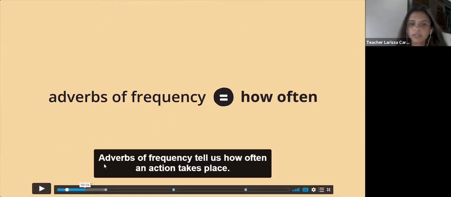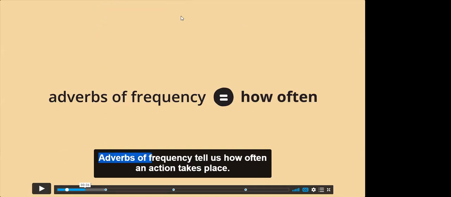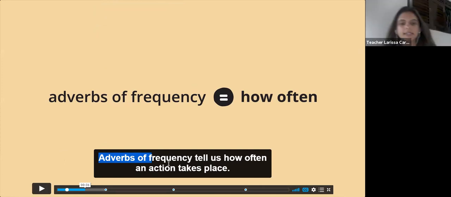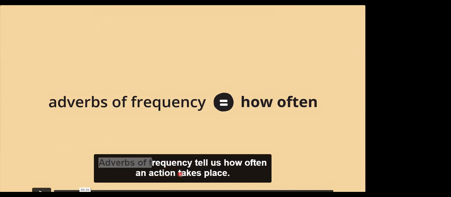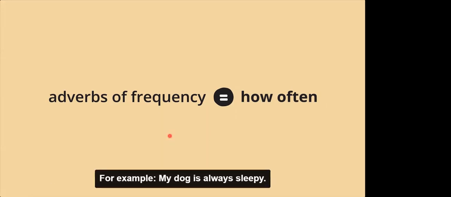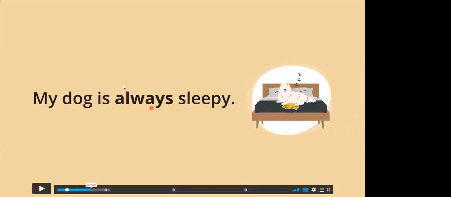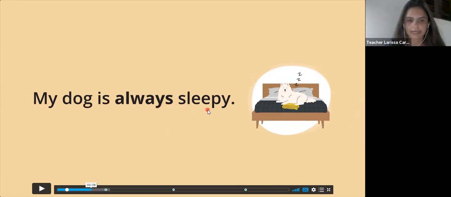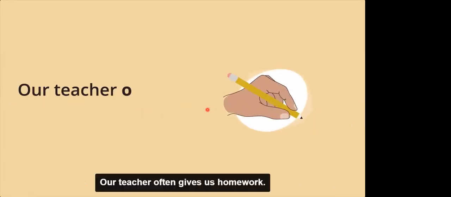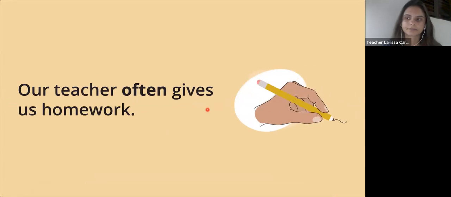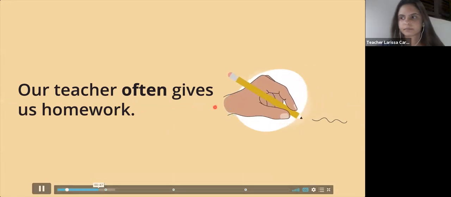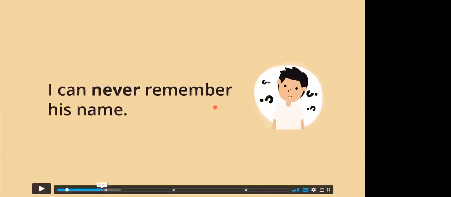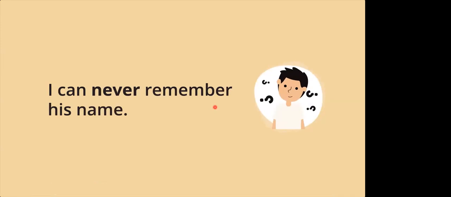Okay, Cecilia, please read for us. Adverbs of frequency tell us how often an action takes place. For example, my dog is always sleepy. My dog is always sleepy. Great. Our teacher often gives us homework. I can never remember his name.